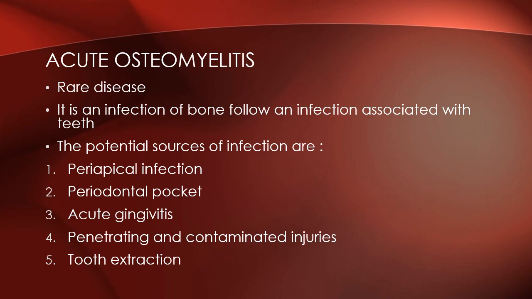Acute osteomyelitis. It's a rare disease and is an infection of bone following an infection associated with teeth. The sources of the infection: first, periapical infections. For sure, as we talked before, it's associated with teeth. Periodontal pocket, acute gingivitis, penetrating and contaminated injuries, and tooth extraction.